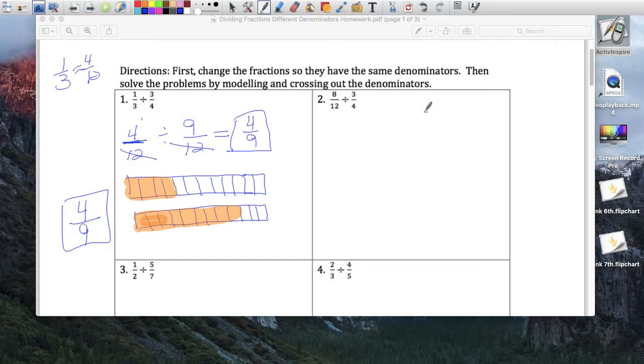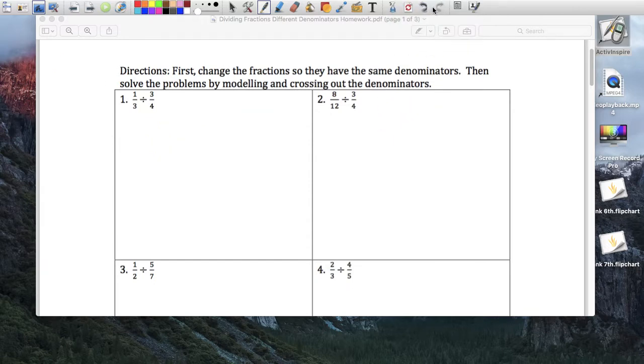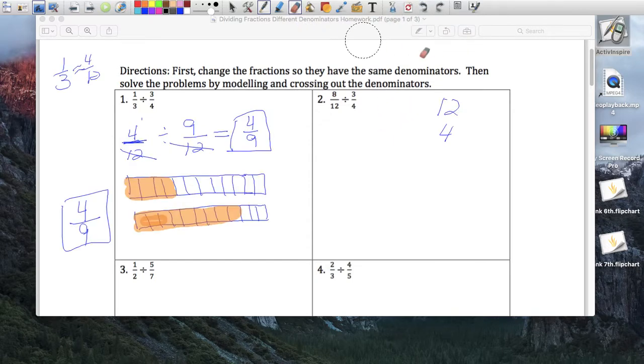Try another one, 12 and 4. I need to change this, so find the LCM. So here's 12 and here's 4. I'm going to do it both ways.